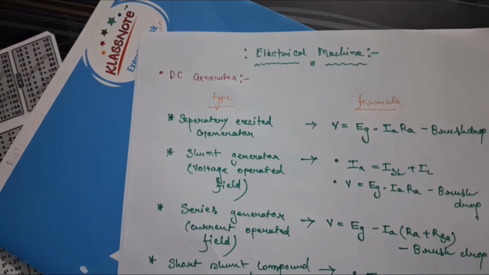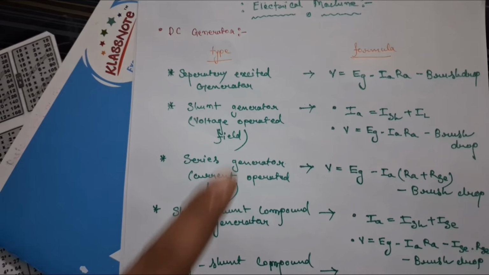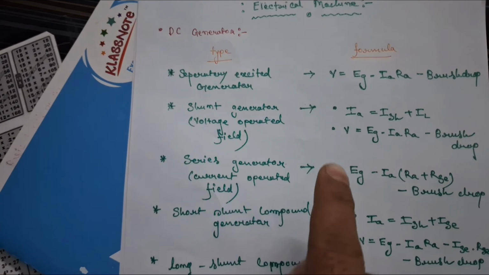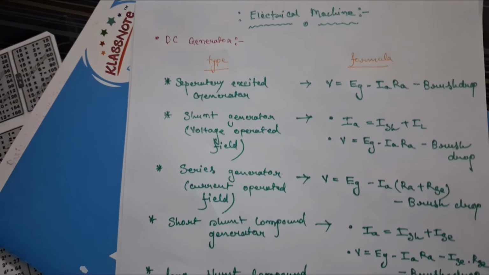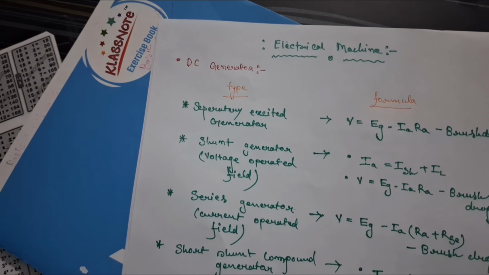In DC generator, you all have to remember the formulas regarding 5 types of DC generator. One is separately excited DC generator, shunt generator, series generator, short shunt compound generator, and long shunt compound generator. So let's start from separately excited generator. In separately excited generator, V is equal to Eg minus Ia Ra minus brush drop. Here V is terminal voltage, Eg is back EMF, Ia is armature current, Ra is armature resistance.